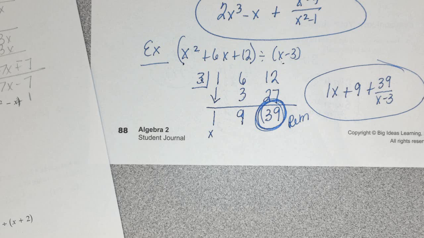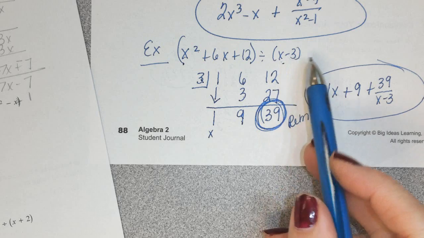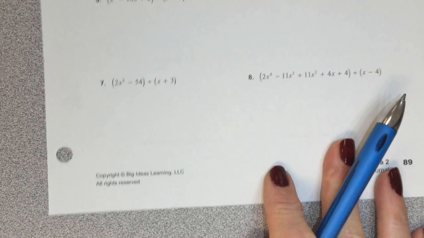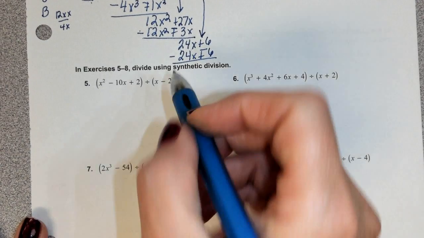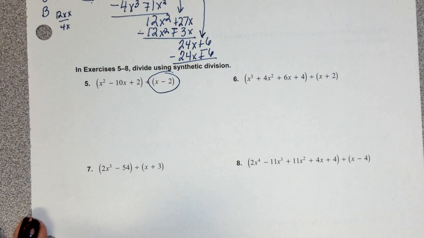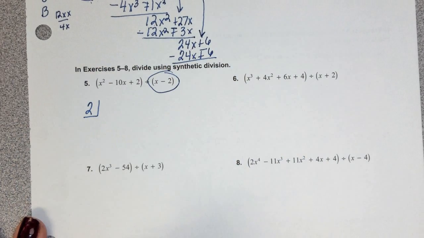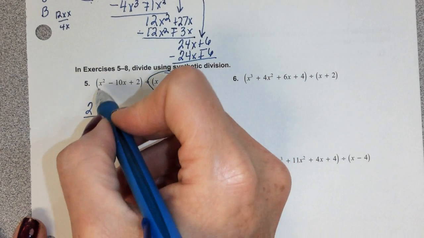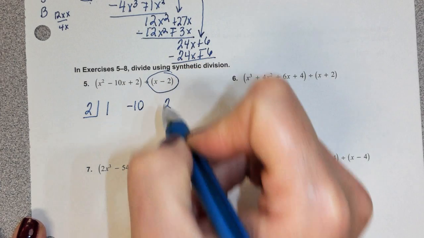So, questions, Joe? It's whatever makes this equal 0. Whatever makes the divisor equal 0. Let's do another one then, guys, and I'm sure it'll make a lot more sense as we go on. Let's look at number 5. Here's where we look first. What makes that equal 0? 2. 2 goes in the box. We list our coefficients. 1, negative 10, and 2.